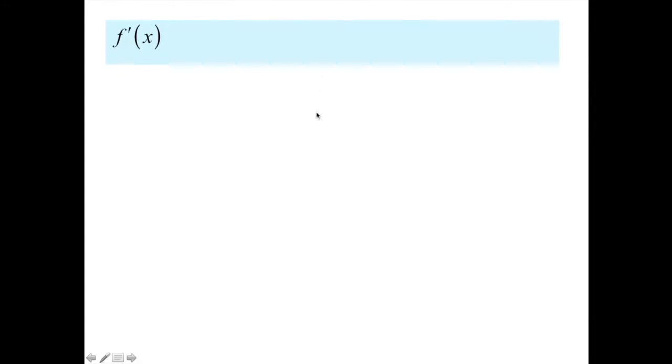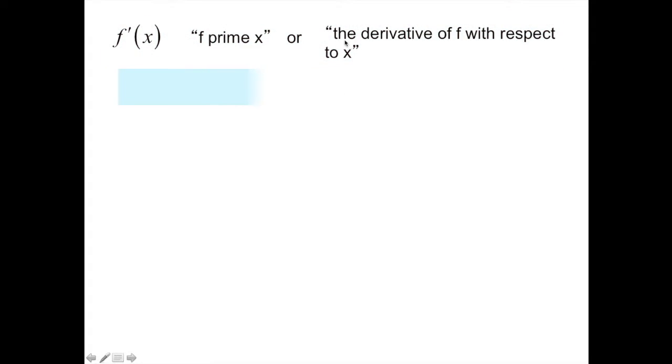I just want to go over some of the various ways we can note the derivative. When we have function notation, if we use this prime, this apostrophe here, that's one way we can express the derivative. We would call this f prime of x, or we could say the derivative of f with respect to x.